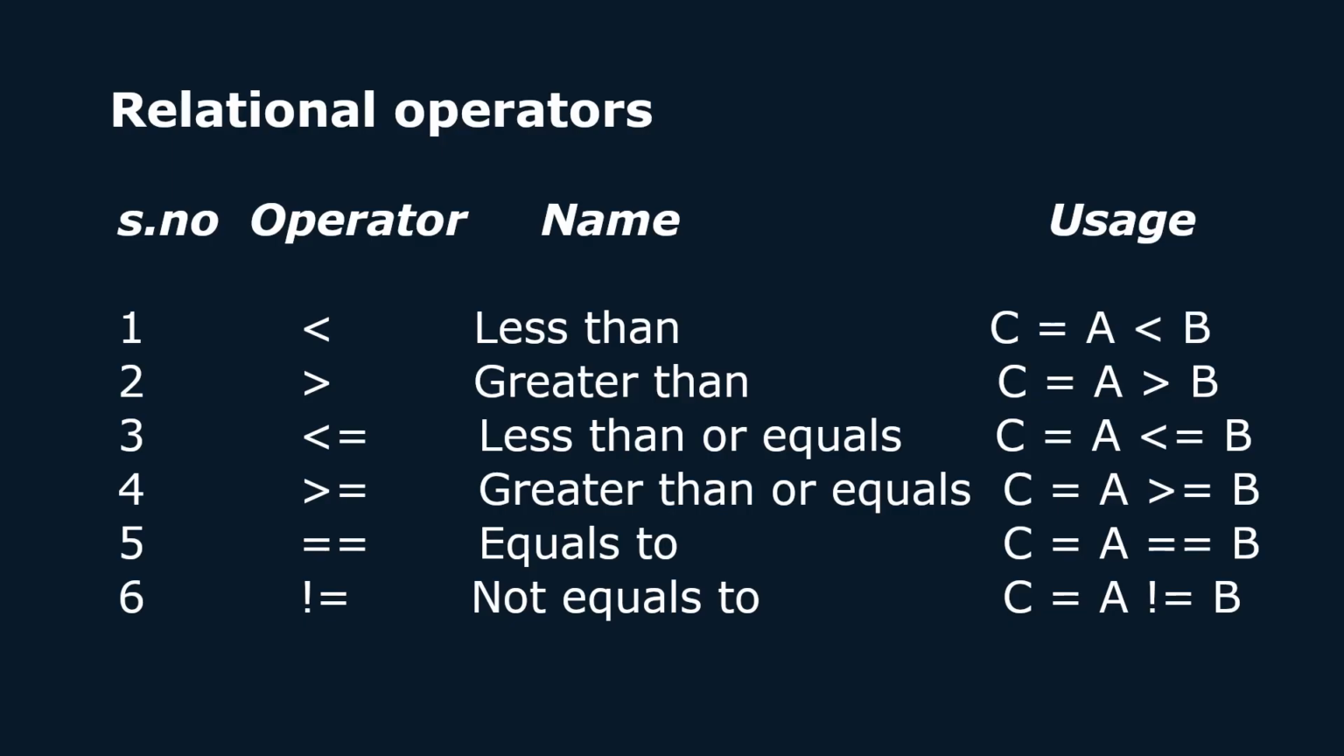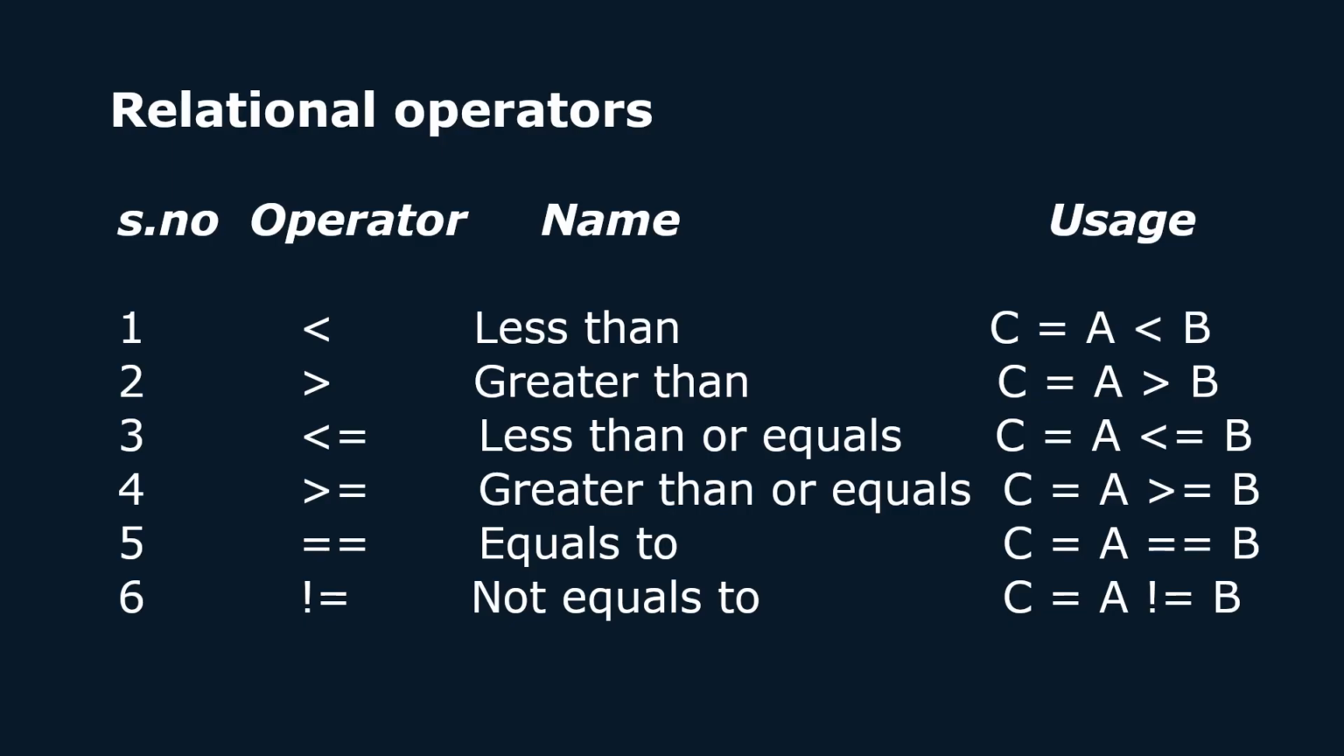First one is the less than operator. It checks whether the first number is smaller than the second number. The second operator is the greater than operator. It checks whether the first number is greater than the second number.